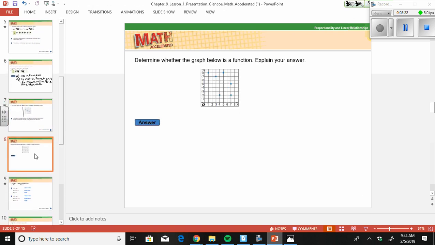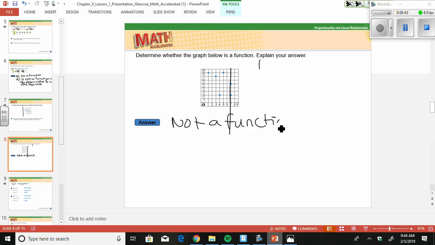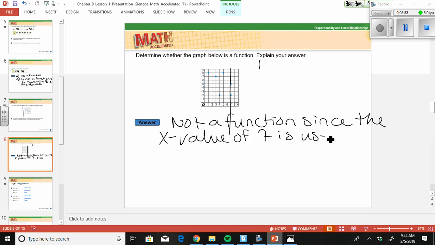Again, if we were to make a vertical line, you can use your pencil, you can use the edge of a piece of paper. As I move it, I can already see right there at 7, I'm using x at 7 twice. So not a function, since the x value of 7 is used twice.